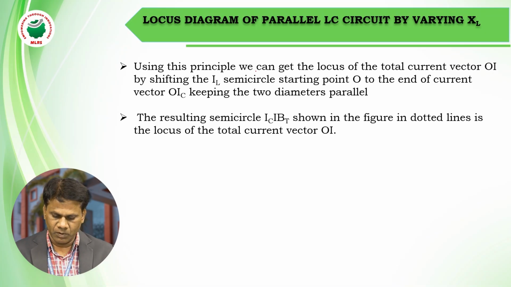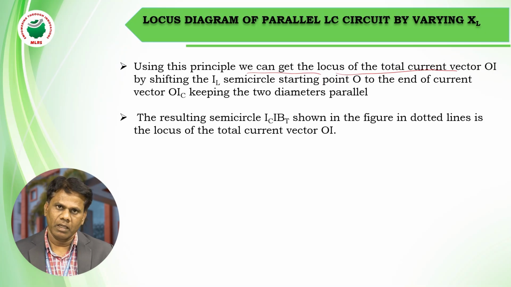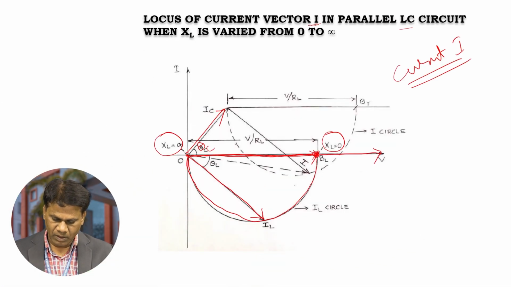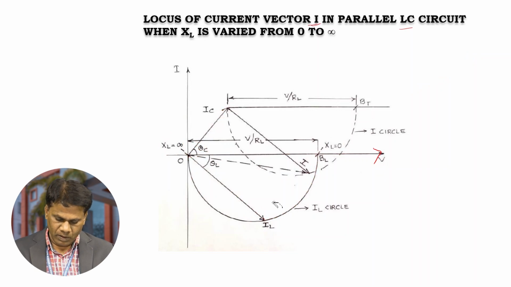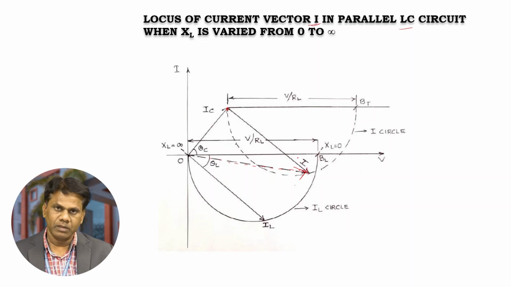Using this principle, we can get the locus of the total current vector OI as shown in the figure. So this is the diagram, and here you can see the locus of the total current I. I am drawing the IL circuit here. This is the tip of the current traced by the fixed current IC.